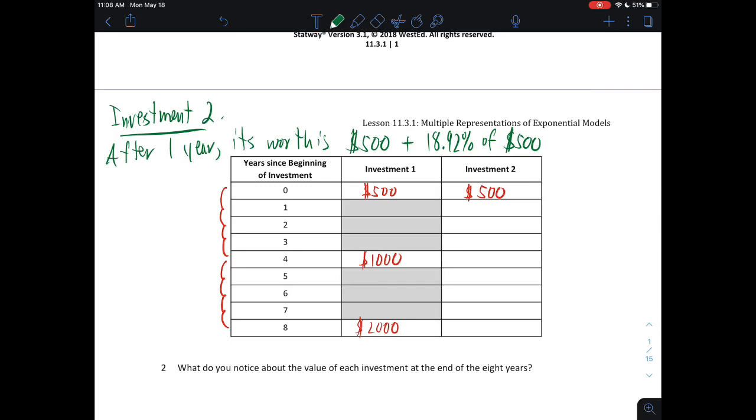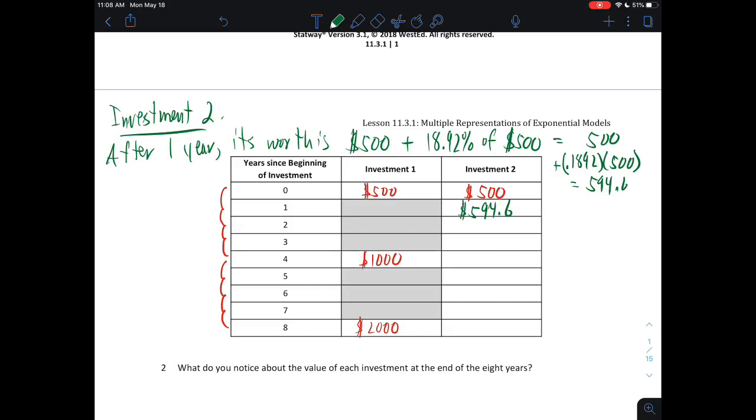So remember, 18.92% is the same thing as 0.1892. So I'm really going to take 500 and I'm going to add 0.1892 times 500. So 0.1892 times 500, that's 94.6, and then when you add that to 500, you get 594.6. So that becomes the worth on year 1, 594.6.